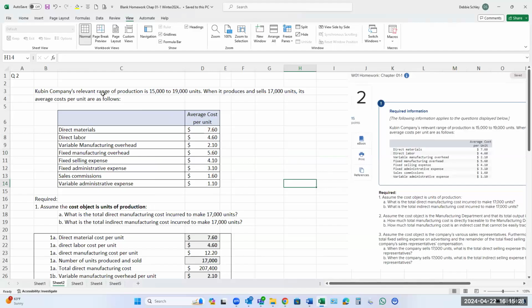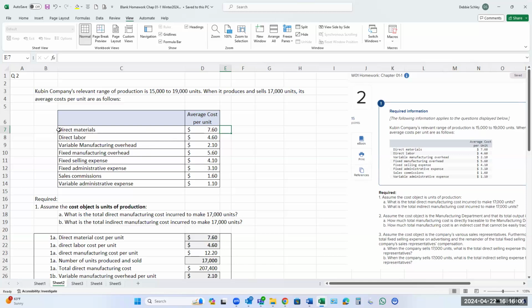Okay, so you've got a company and its relevant range of production. I've just taken this information directly from the book and put it into my Excel so that I can reference these numbers. So the range of production is 15,000 to 19,000 units. When it produces and sells 17,000 units, its average costs per unit are as follows. So what that means is they have taken 17,000 units and figured out that average cost per unit at the 17,000 mark is $7.60, etc.